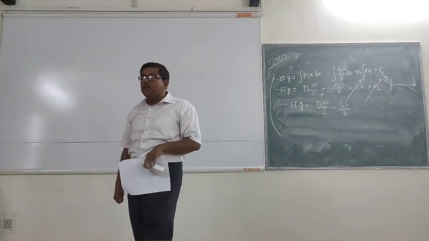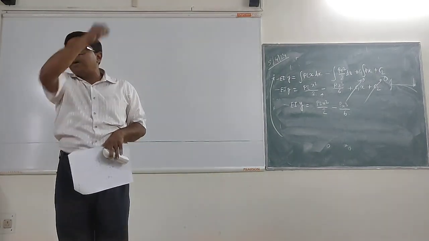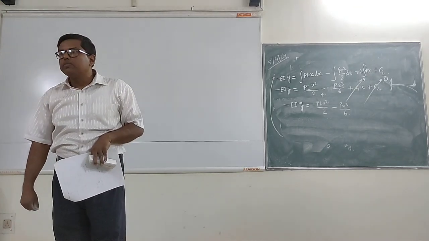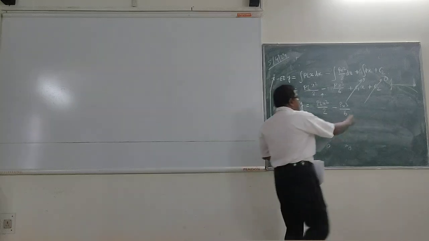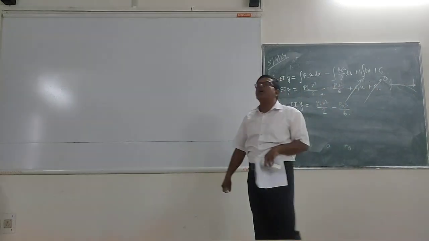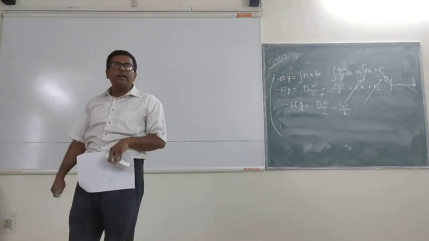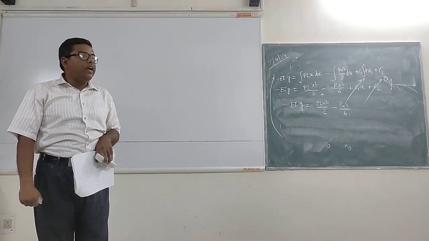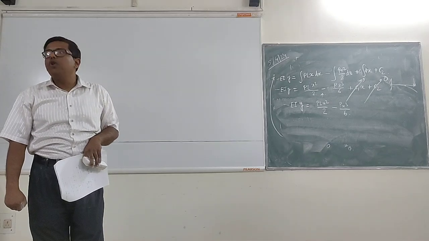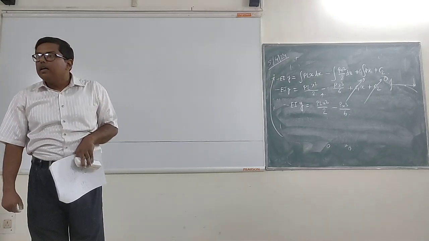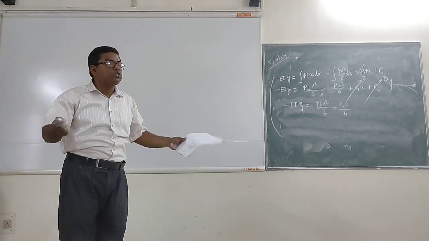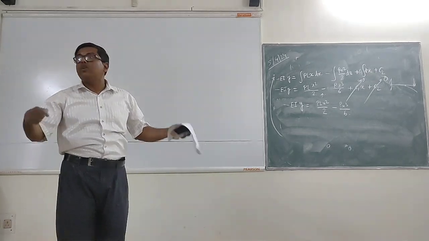Suppose I want to find out deflection at the middle of the beam because of the point load. How do I find out? I will put x equal to L by 2. So if I want to find out the deflection at the middle of the beam, it will be x equal to L by 2. If I want to find out at length, let's say point L, what will be my deflection? If I want to find out the deflection at the free end, where is the free end? x equal to L.